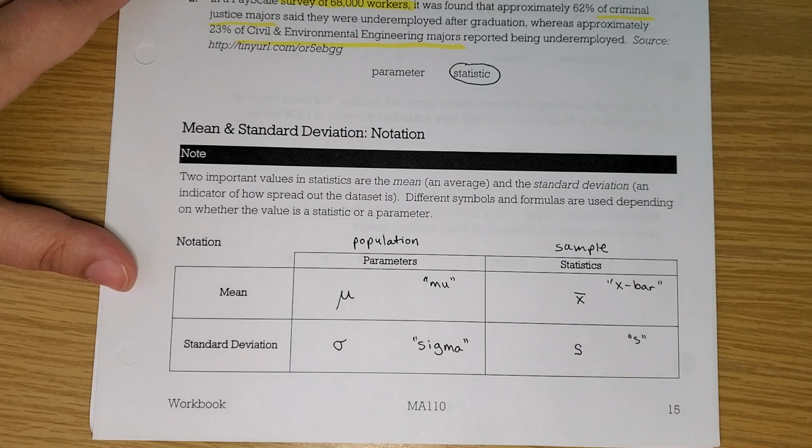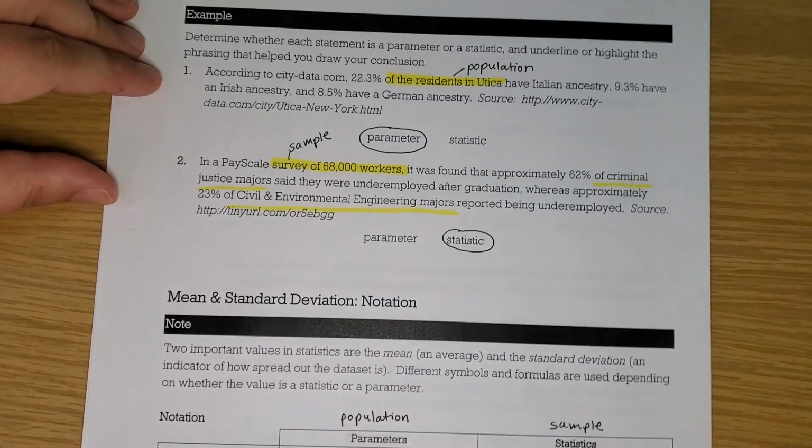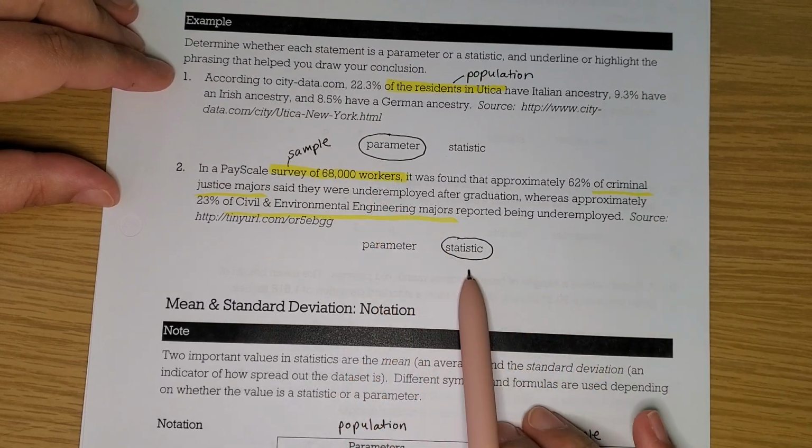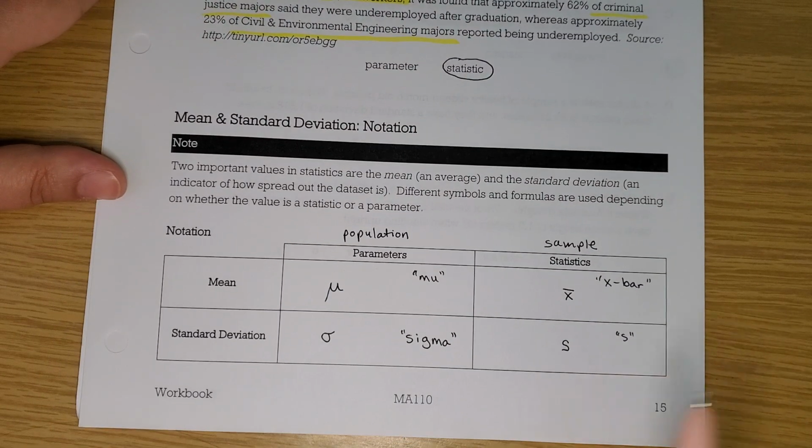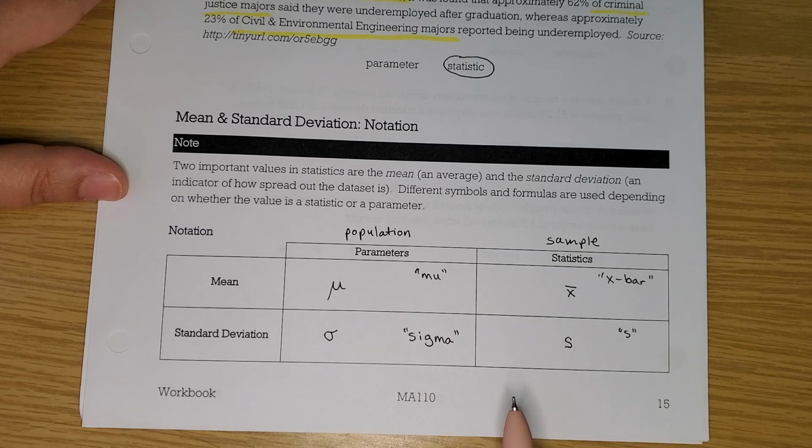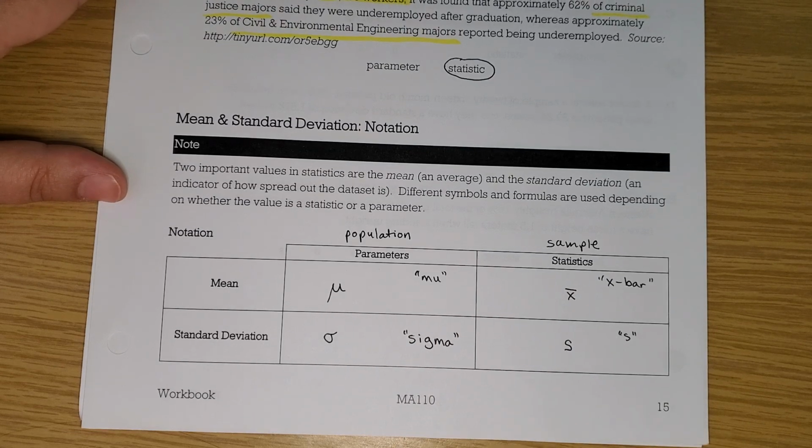So mu and sigma for mean and standard deviation, X bar and S for sample mean and standard deviation. I've got 5 examples that we're going to look at. We will identify whether a value is a parameter or a statistic. And then we will also identify which of these letters, which of these variables, we should use to describe that information.